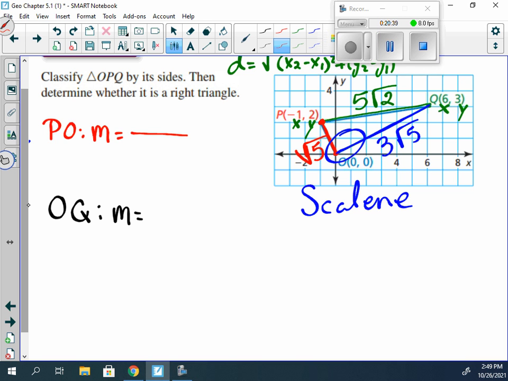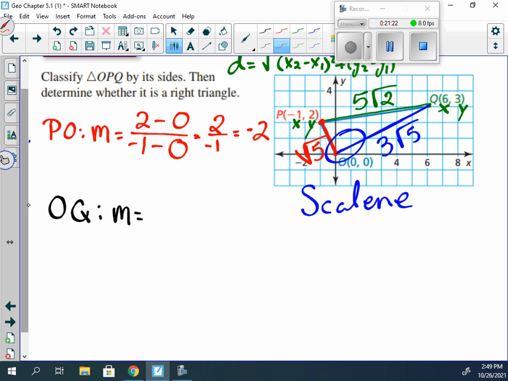So for PO, we need the y values first. And the y values at P is 2? And the y value at O is 0. So we can say 2 minus 0. What is the x value at P? -1. And the x value at O is 0. 2 minus 0 is 2, -1 minus 0 is -1. 2 divided by -1 is -2. -2 over 1.